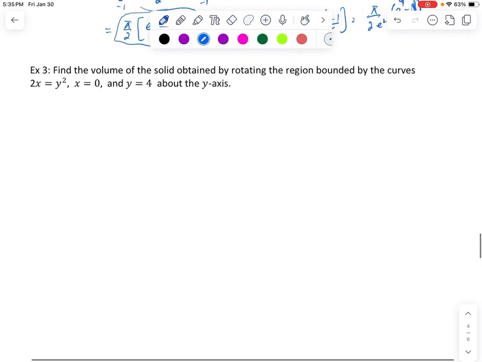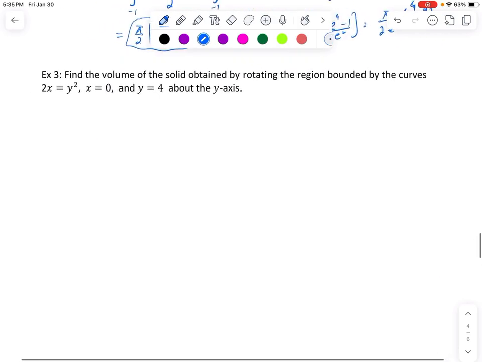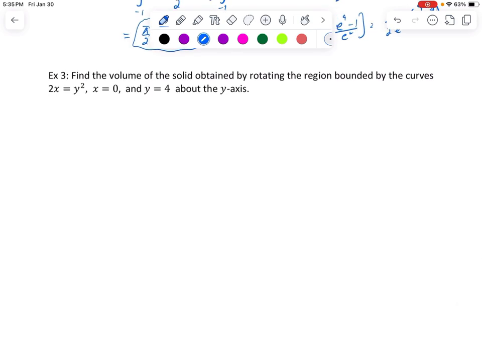Okay, next example. Find the volume of the solid obtained by rotating the region bounded by the curves 2x equals y squared, x equals 0, and y equals 4 about the y-axis. The first thing I will do is draw the region. 2x equals y squared means x will be equal to 1/2 y squared, or y squared over 2.